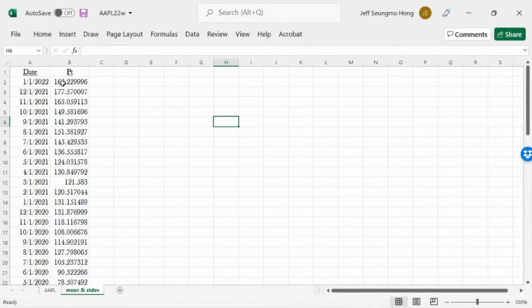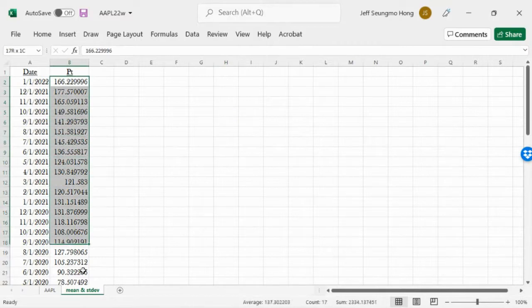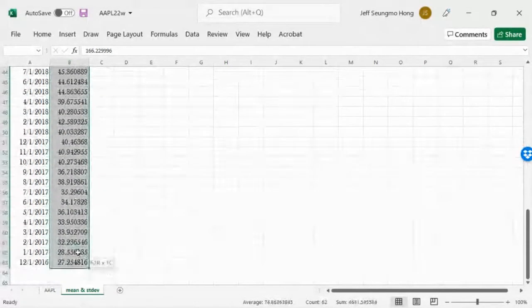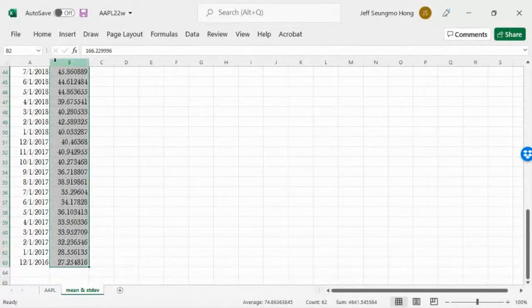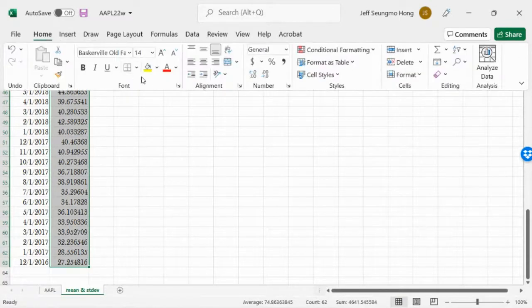And then these are actually dollar prices, right? Dollar prices. So highlight everything. It doesn't really matter, but it's unnatural. I mean, you don't have anything below cent, right? We don't have any denomination below cent. So we don't need all these decimal places.